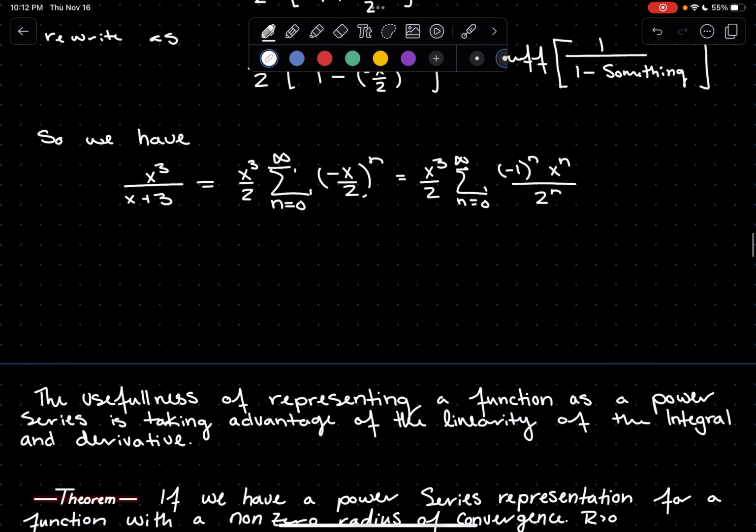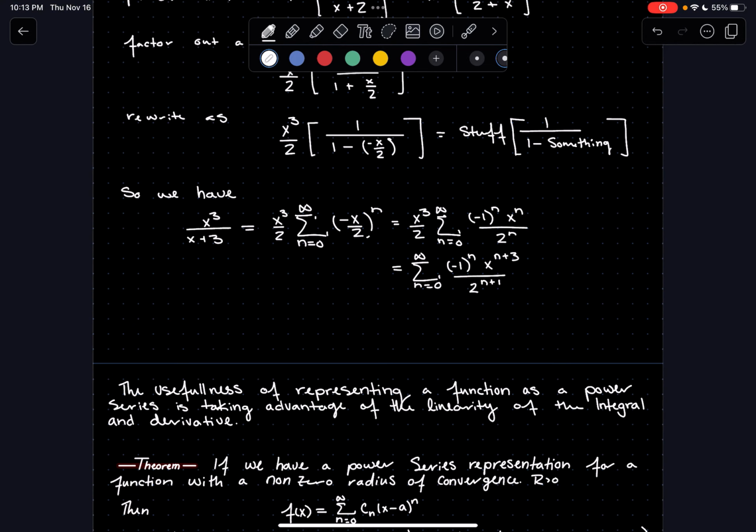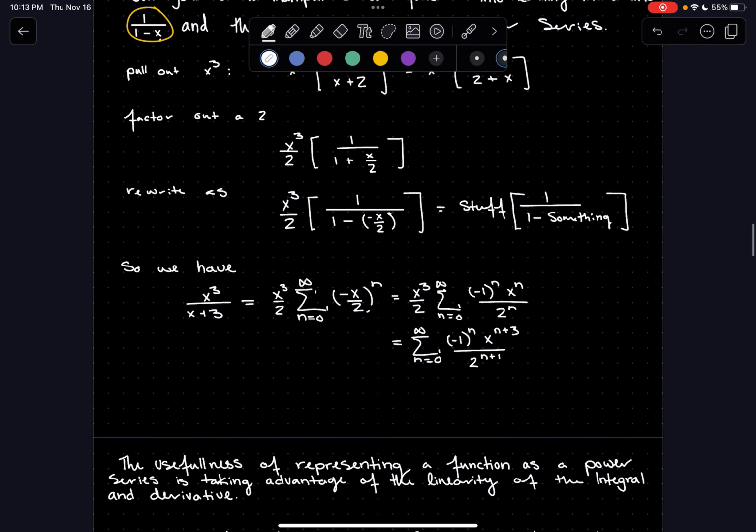And now when I pull this x cubed in, I get that this is the series from n equals 0 to infinity. My negative 1 to the n doesn't change. My x, I get 3 more, so I get x to the n plus 3 over 2 to the n plus 1. I get 1 more 2 in the denominator. And so I've fully written my whole function as a series. You can check by doing the ratio test on this series to see that this does converge.